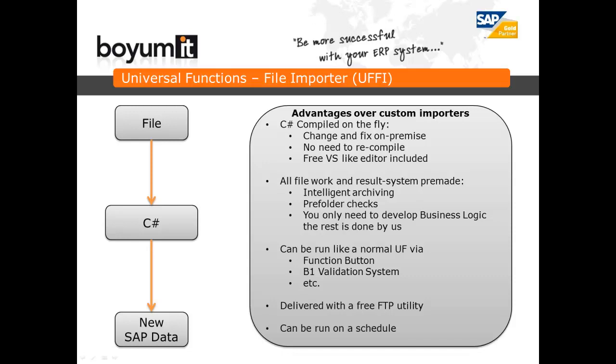One of the biggest advantages is that we have made all the file logic for you. This means that we have created an intelligent archiving function that handles all the file logic like archiving, locking, checking that a folder is writable, etc. So we have created all the need-to-have code for you, so that you only need to create the business logic. UFI can also be run like a normal UF and on a schedule. We also include a free FTP utility that can download and upload files on a schedule.